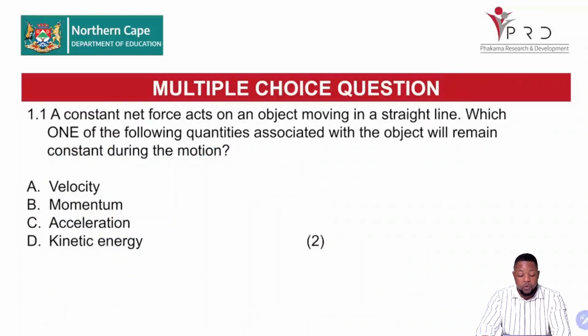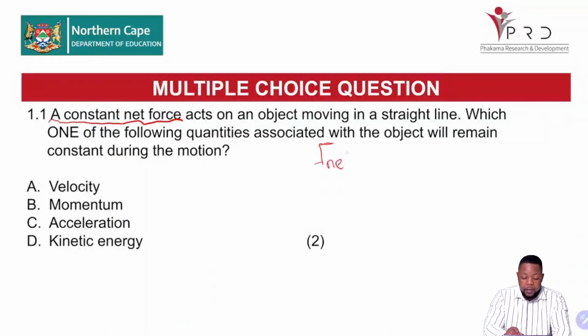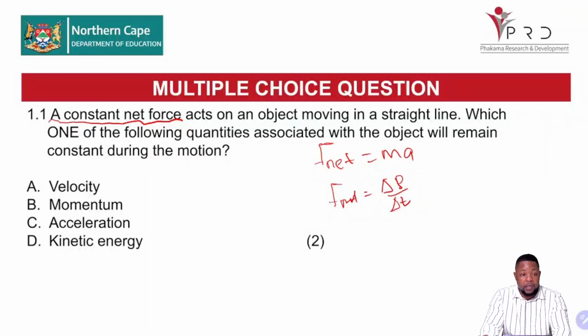Now, let's look at the multiple choice question as an example. 1.1 says a constant net force. When you read the words constant net force, you should be thinking about a number of formulas that are there on the data sheet, such as F net is equal to ma, such as F net is equal to delta p over delta t, and many other formulas that you can look at on the data sheet which are talking about a constant net force.